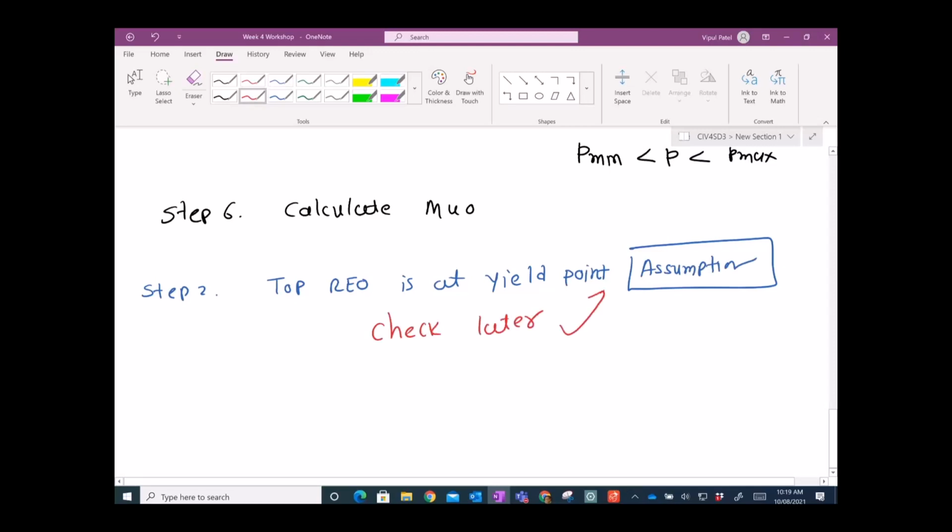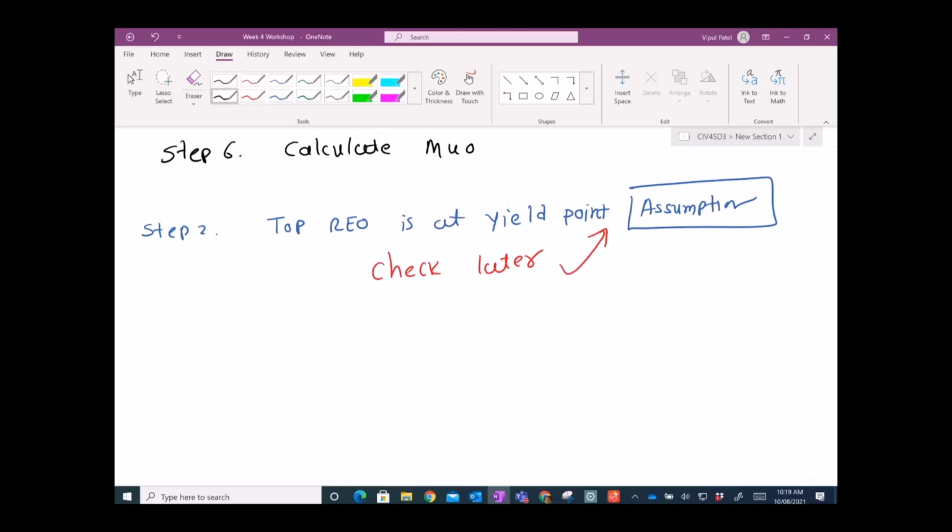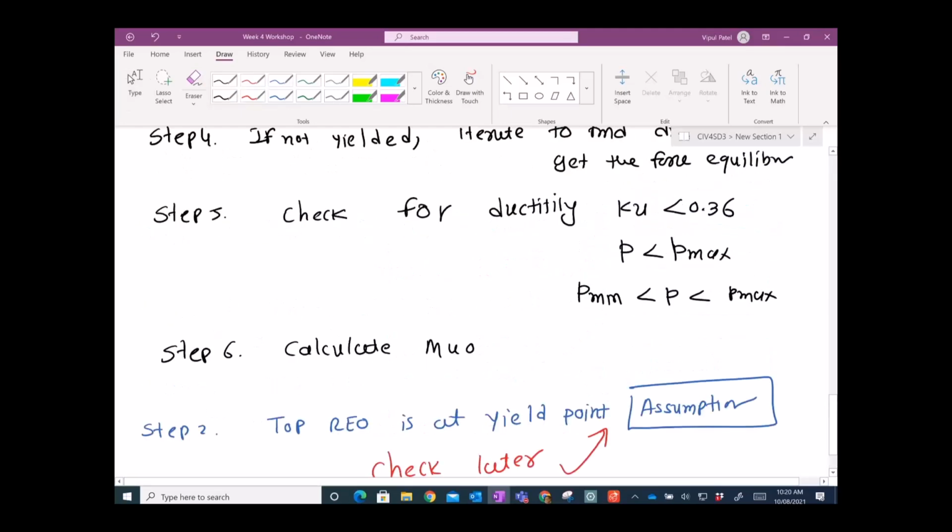For these assumptions, now if I say that the top rebar is at yield, then the force in the top rebar is equal to the yield strength in the top rebar times the area in the top rebar. So if it is at yield, then we can say 500 megapascals yield strength times the top rebar area, ASC.